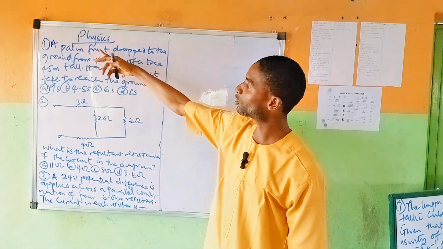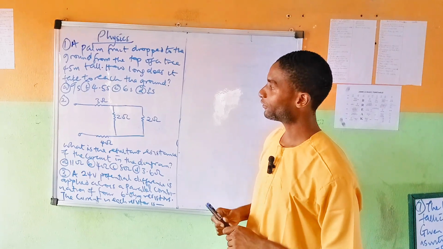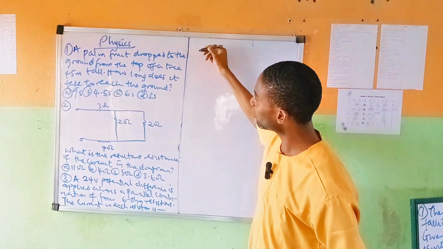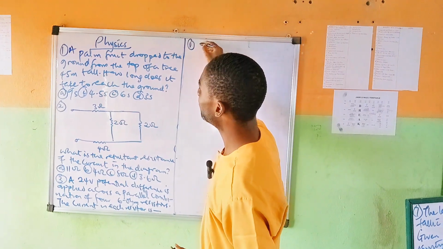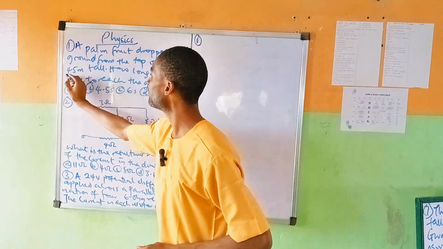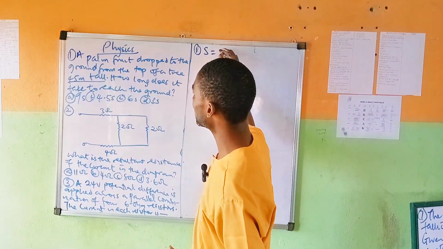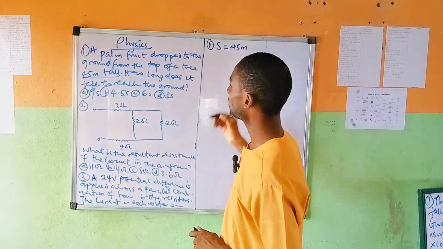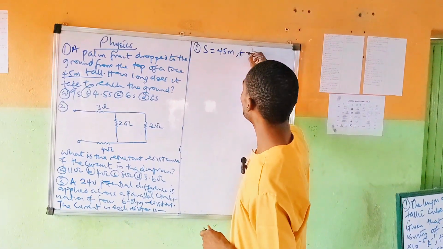Now, a palm fruit dropped to the ground from the top of a tree 45 meters tall. So the first thing you want to do is to write your parameters. The parameter says 45 meters tall. That is the height, which is also the distance covered, 45 meters. How long does it take to reach the ground? So we are looking for the time.